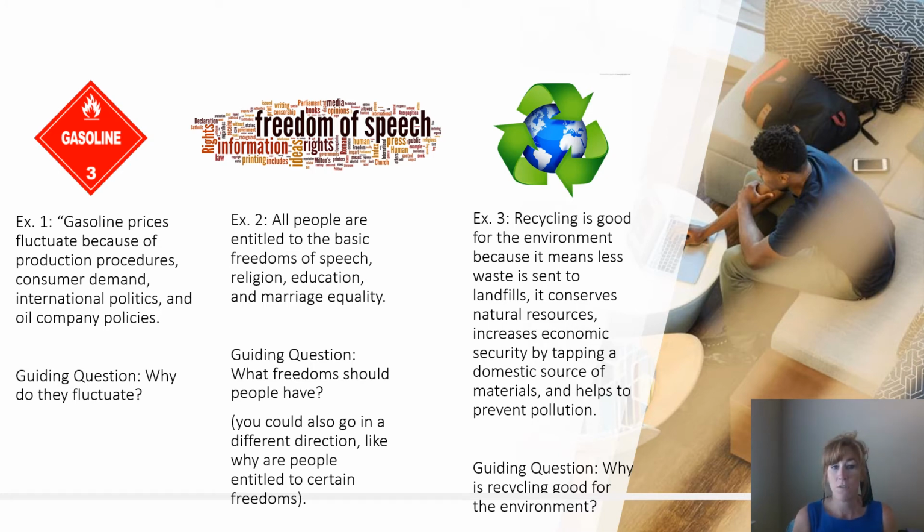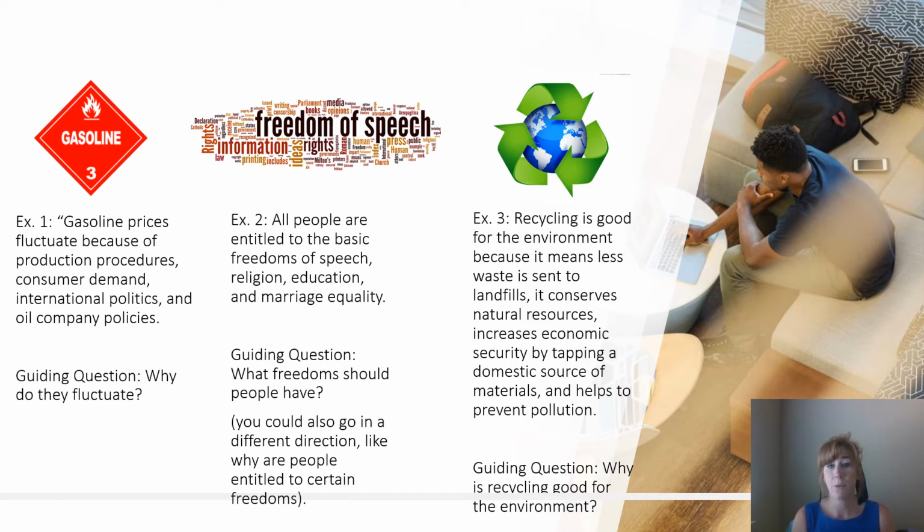So my guiding question for example 2, which is freedom, is what freedom should people have? You could go in a different direction, like why are people entitled to certain freedoms, but this is the direction I chose to go for this example. So my statement is going to be, all people are entitled to the basic freedoms of speech, religion, education, and marriage equality. Okay, that's what I would be arguing for this paper.